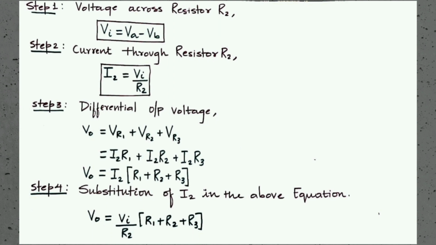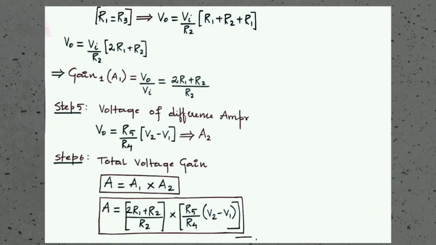Step number 4, substitution of I2 in the above equation. So you get V0 is equal to Vi by R2 into R1 plus R2 plus R3. Now by considering R1 is equal to R3, your output voltage will be equal to Vi by R2 into R1 plus R2 plus R1. This will be your stage 1 output voltage. So V0 is equal to Vi by R2 into 2 times R1 plus R2. And your gain will be V0 by Vi is equal to 2 times R1 plus R2 by R2.